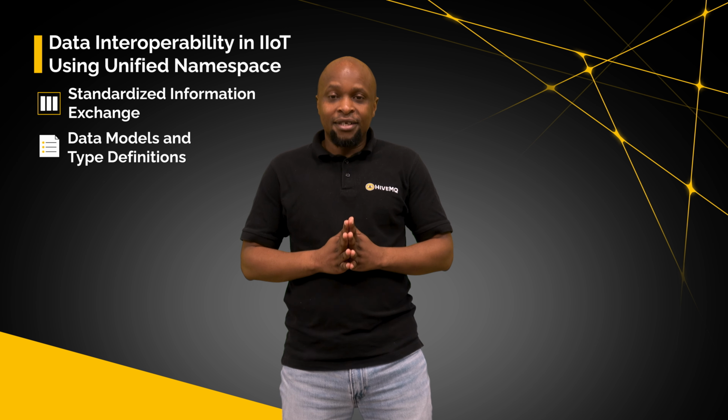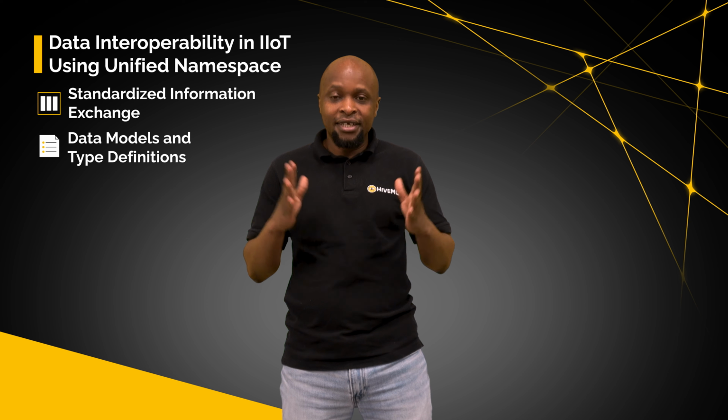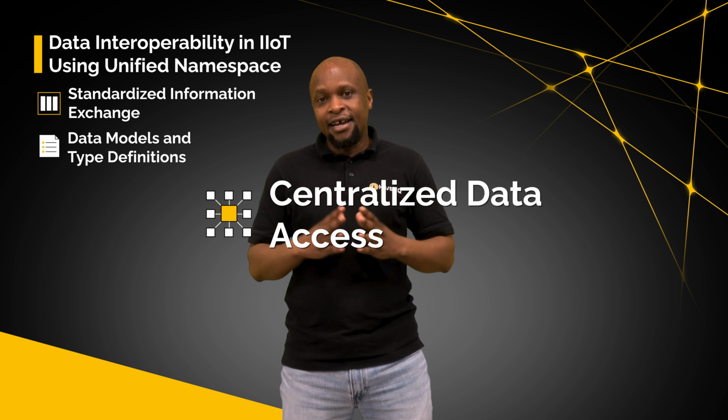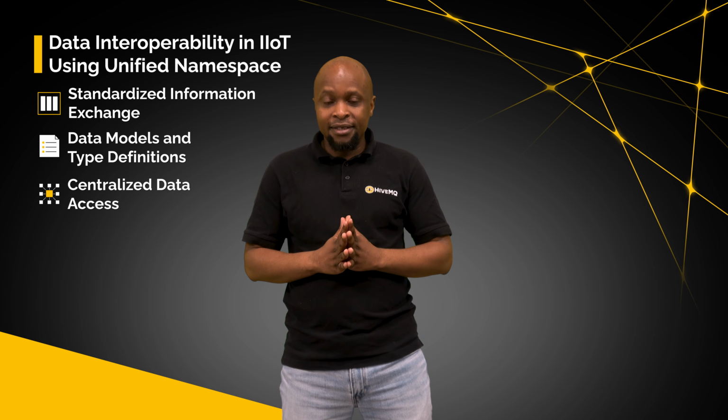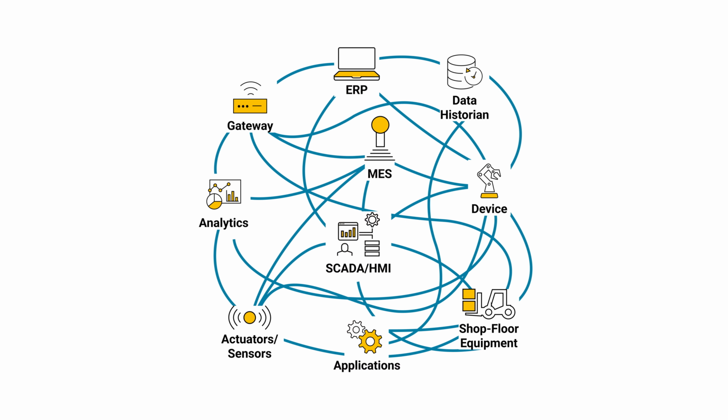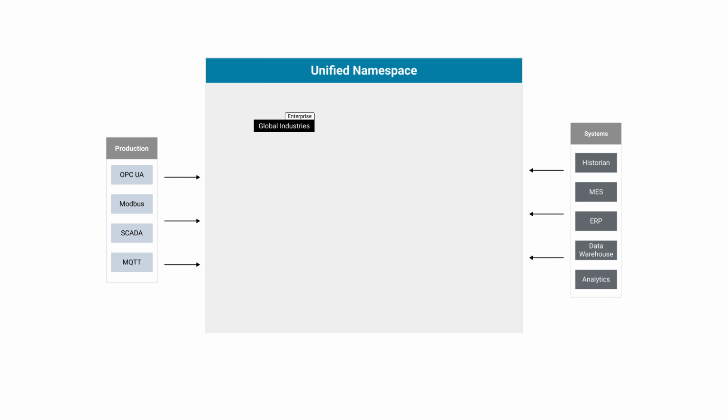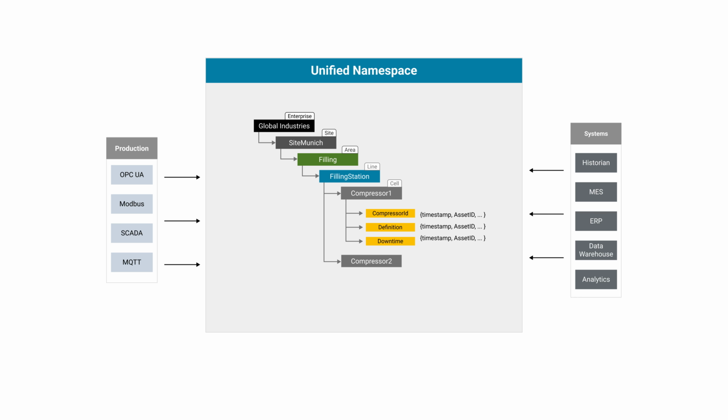The next key aspect of how the unified namespace enables interoperability is this idea of centralized data access. So without the unified namespace, the data exists in many different servers where there is no unified information and there is no one endpoint where you can go to find all of this information that has been organized and easily consumable.